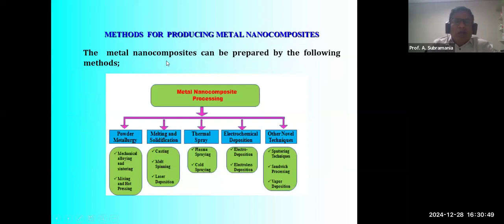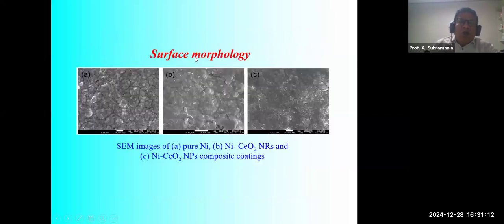The metal matrix nanocomposite can be obtained by using any one of the following methods. First one is the powder metallurgical method, then melting and solidification method, then thermal spray or electrodeposition technique, or other novel techniques such as sputtering, sandwich processing or vapor deposition. We can make metal matrix nanocomposite.